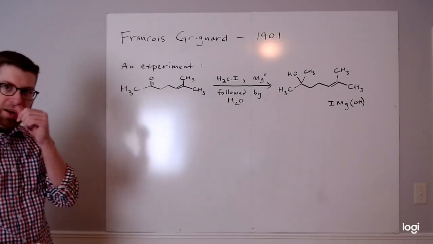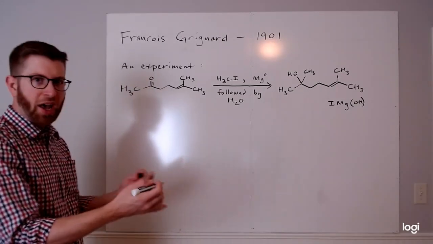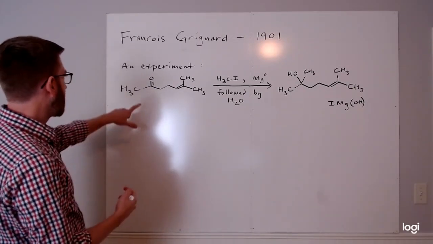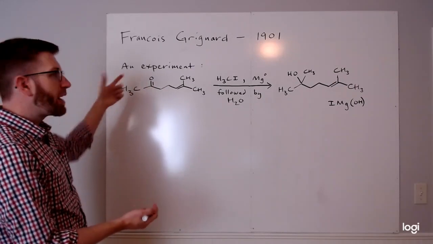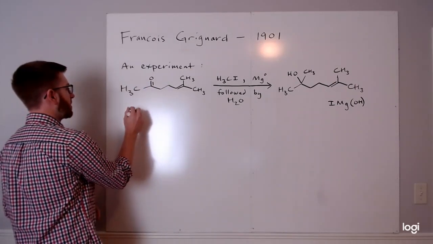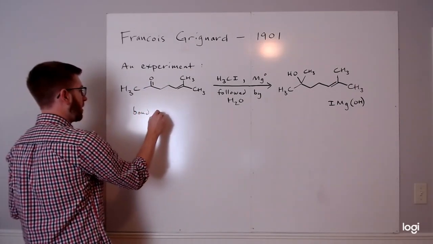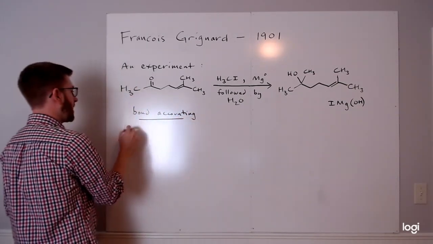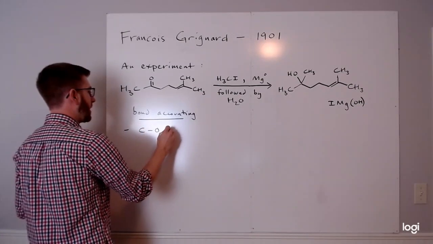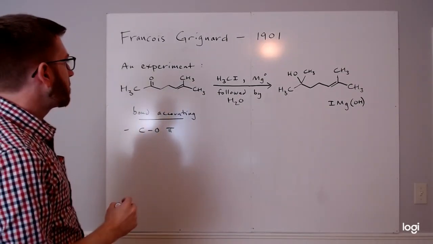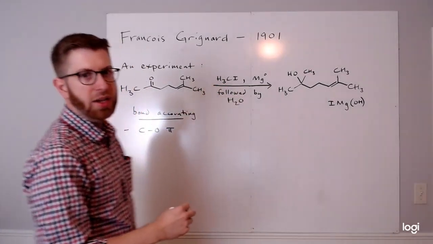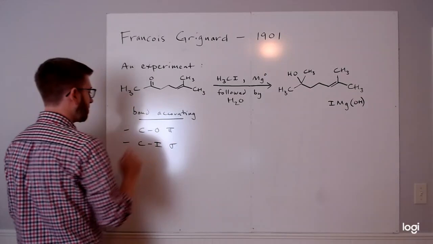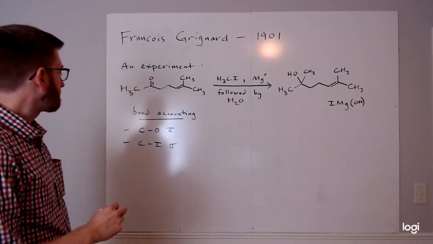Okay, so you've done your bond accounting now. I'm going to go ahead and do it as well so that you can check your work. So what I'm observing is that the ketone C=O pi bond appears to be disappearing. So in our bond counting, minus C=O pi. I'm also not observing a carbon-iodine single bond anymore. So minus a C-I sigma bond.